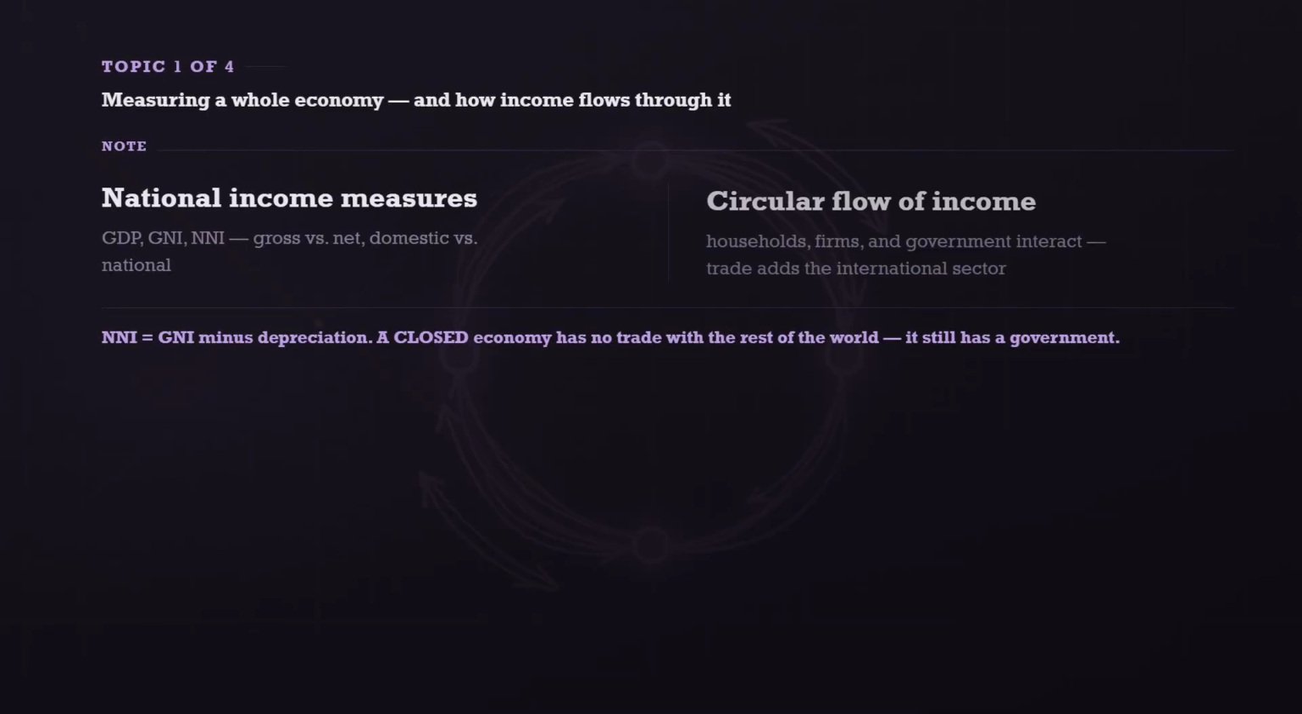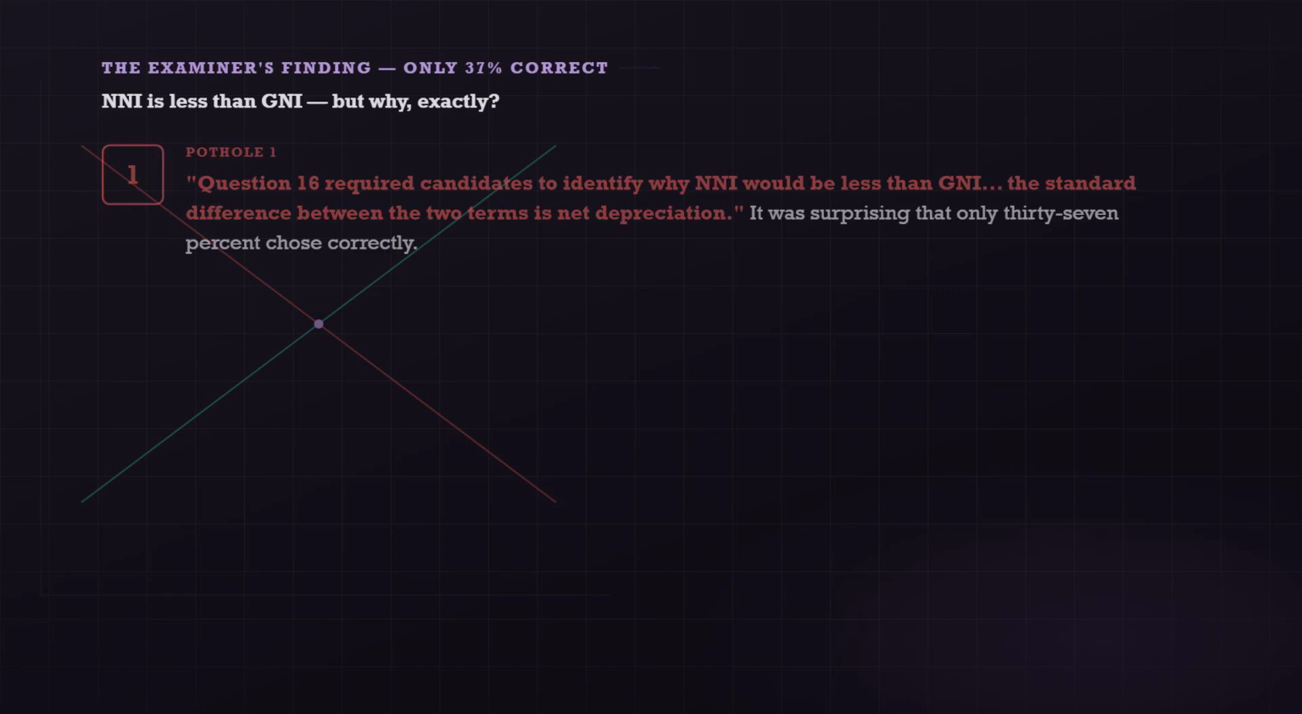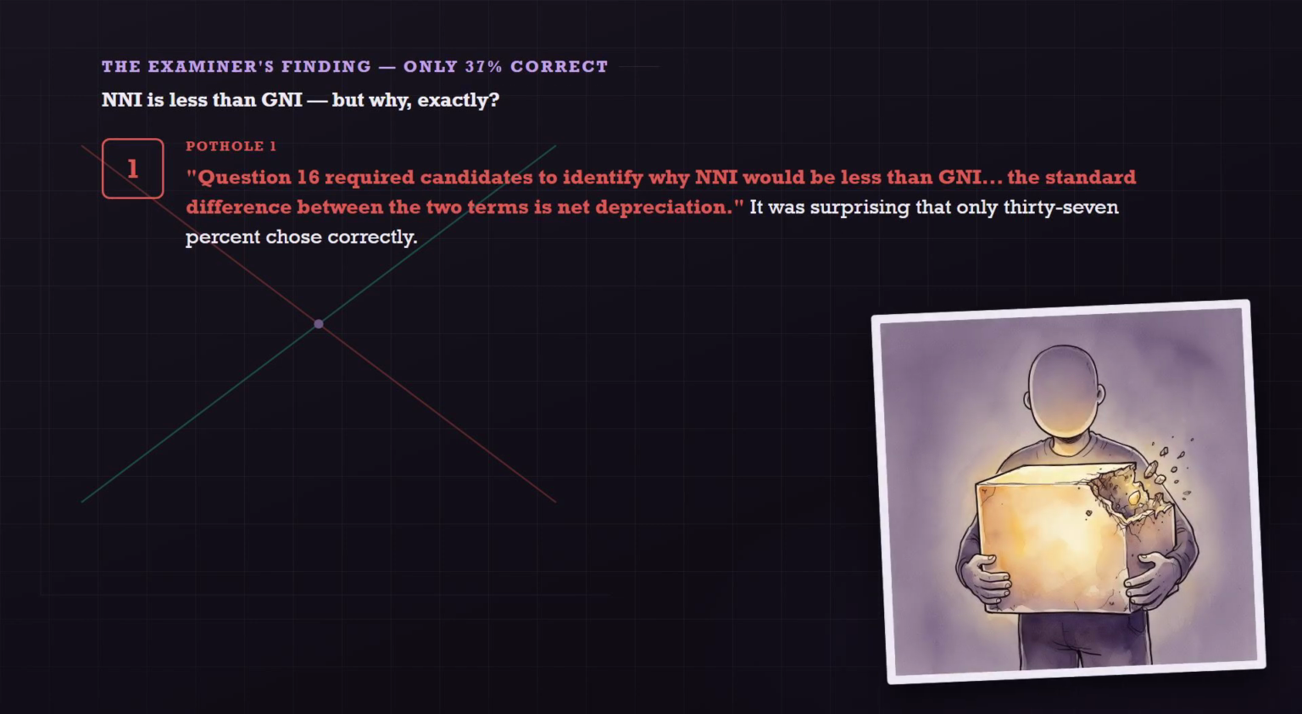Before you can study a whole economy, you need a way to measure it, how much income it actually generates, and a basic model of how that income actually flows between the people and institutions inside it. Here's a documented finding on adjusting one measure of national income into another. Question 16 required candidates to identify why NNI would be less than GNI. The standard difference between the 2 terms is net depreciation. It was surprising that only 37% of candidates chose the correct option.